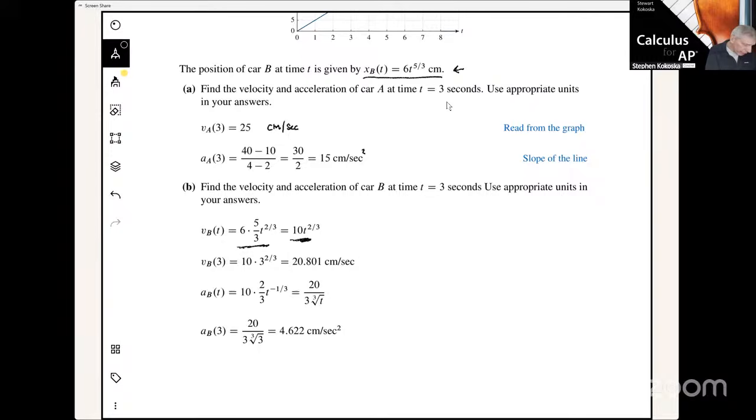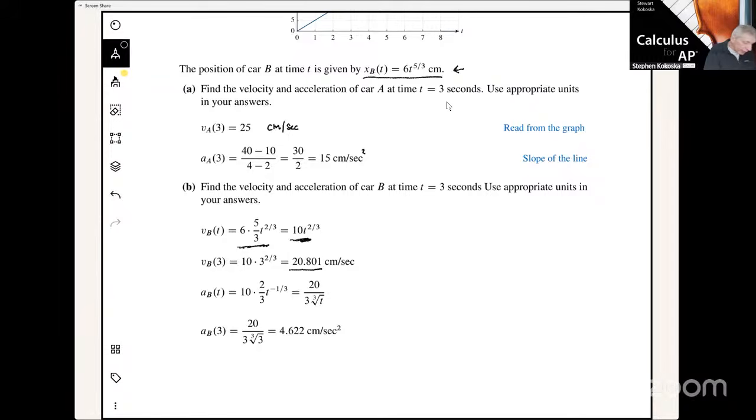And we want the velocity of car B at time t equal 3 seconds. So I'm going to plug in a 3. And I'm going to show you some calculator screens on the Nspire in a minute. And Tom will probably do some work with the 84, but I got a numerical approximation here of 20.801 centimeters per second.